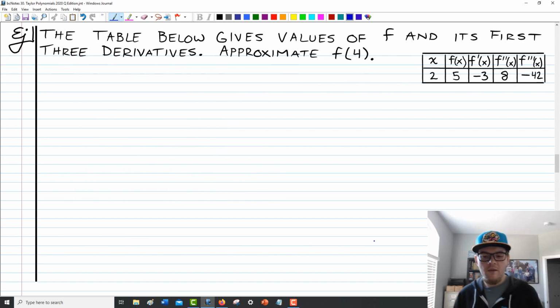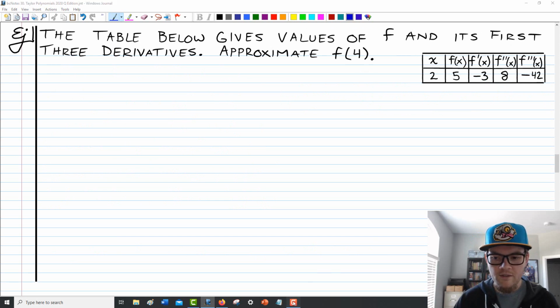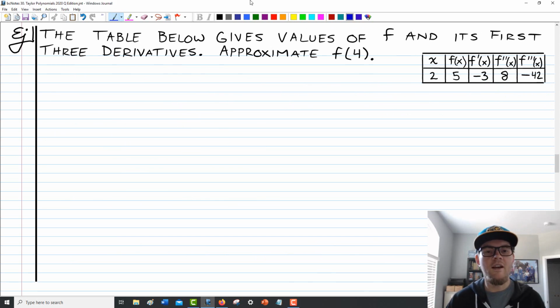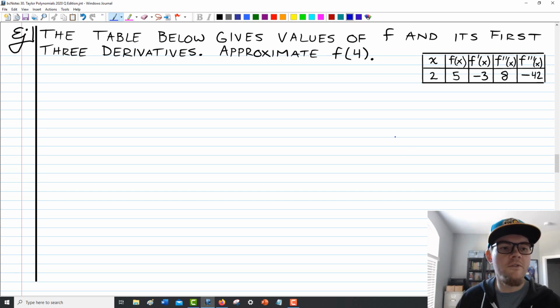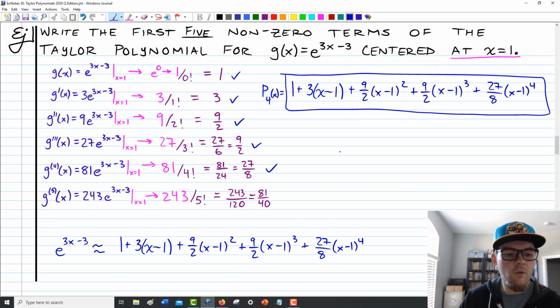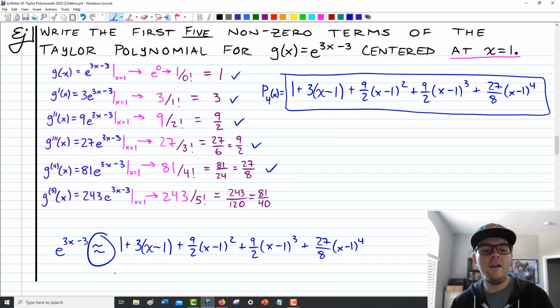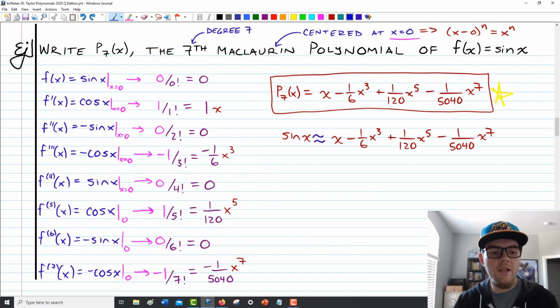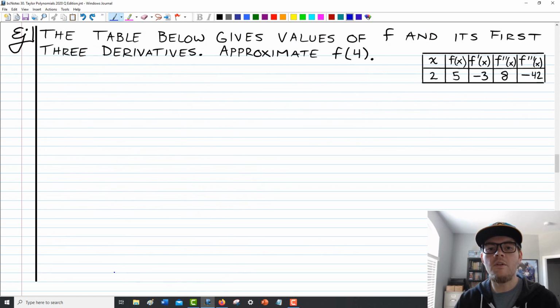That brings us to the third example, which truthfully, looking at this stuff, wow, in 16 minutes, and like half the time as before, I've done 2 huge examples, whereas before I just kind of introed the topic. Whatever. So from here, the next one, the table below gives us values of f and its first 3 derivatives. Approximate f of 4. So this is now where we finally get to really see why it is that we keep talking about these values. So we've got these approximations. We keep saying it's approximately equal to something.